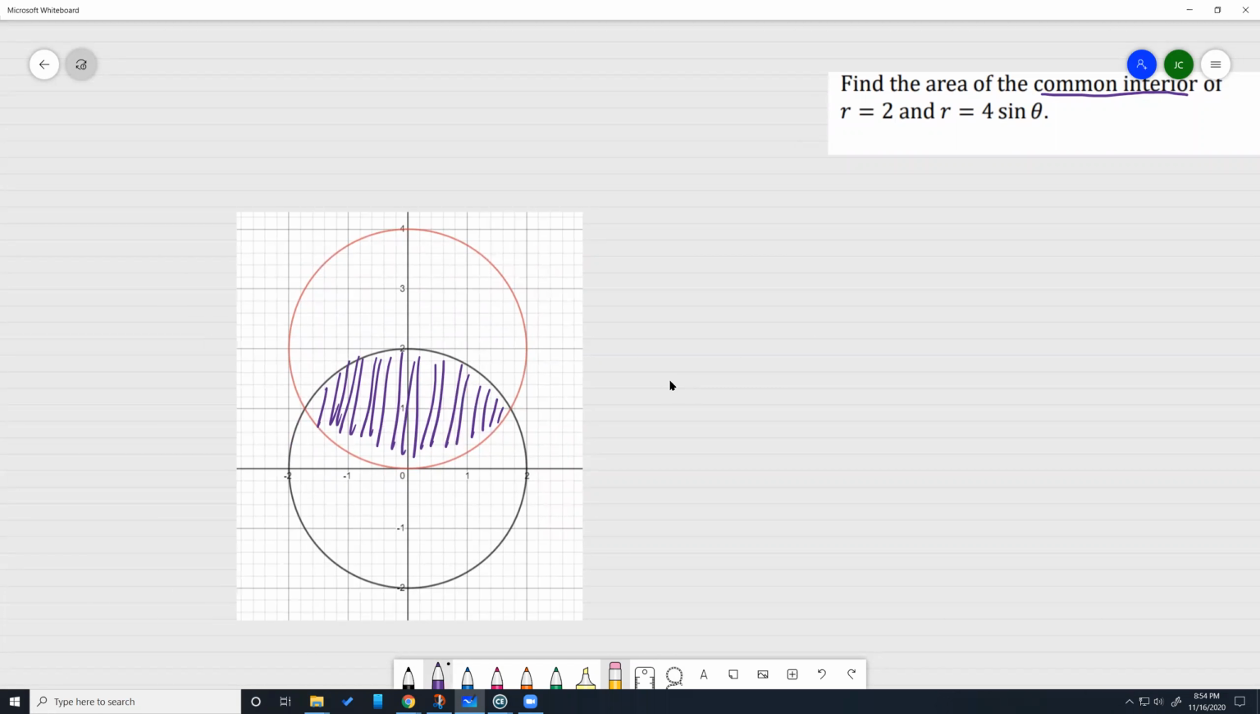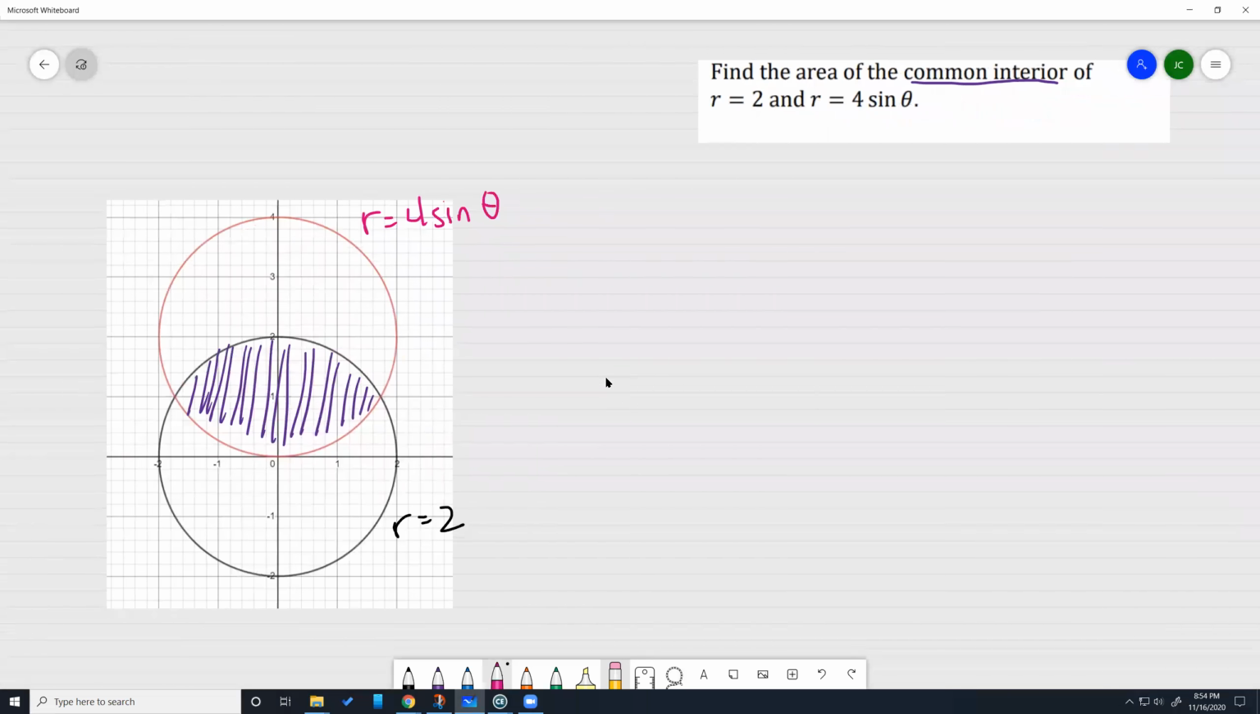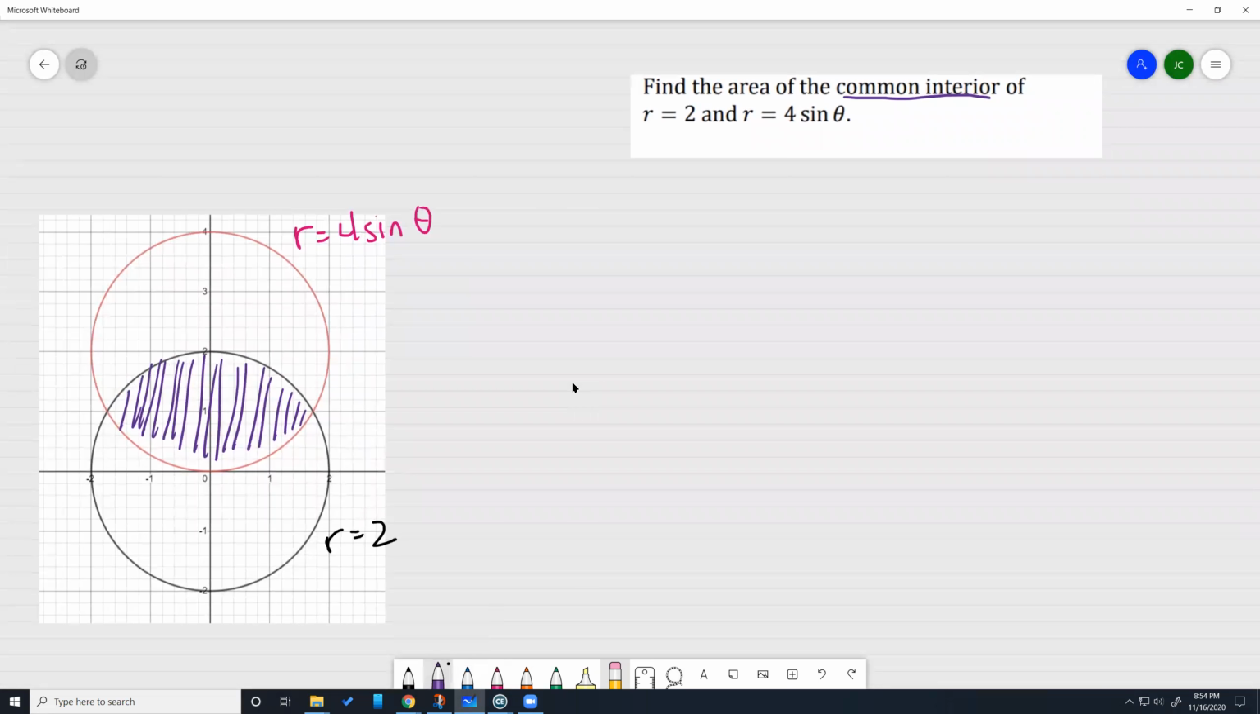r equals 2 is the black circle. r equals 4 sine theta is the red circle. Even without the calculator, you can figure out where they intersect. Actually, let's plan this out. If you want the purple region, here's the idea.